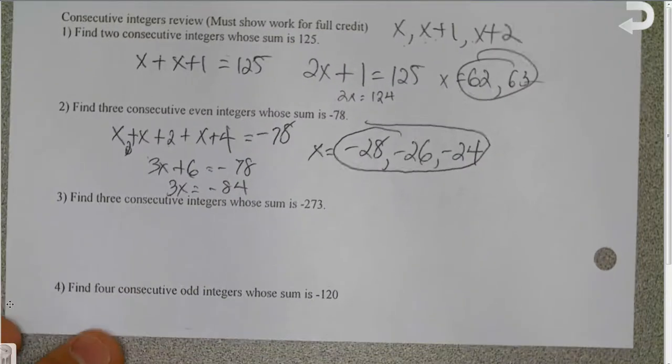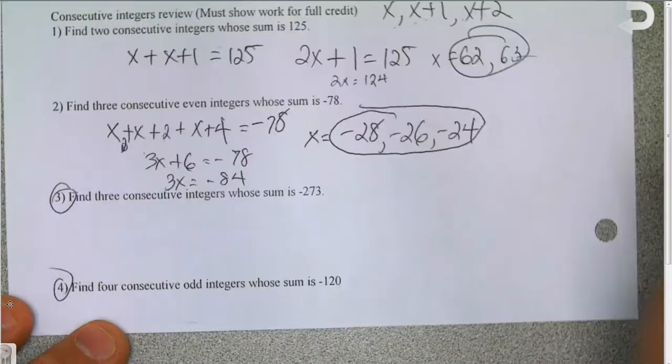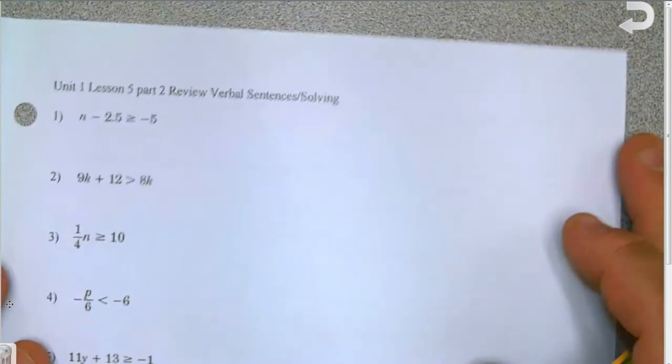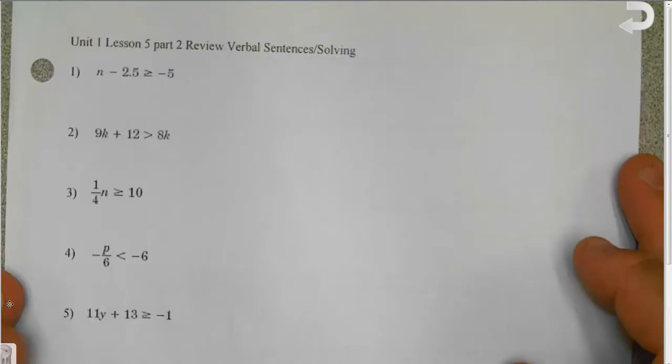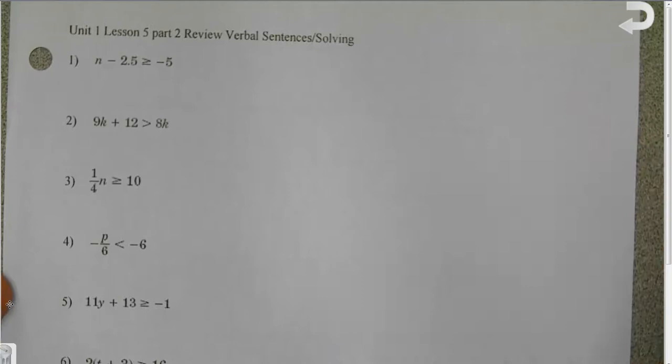I want you to go ahead and do 3 and 4. 3 is like 1 and 4 is like 2. Verbal sentences. This is basically just some practice on writing a sentence. You guys know how to do this. It should be a big time review.